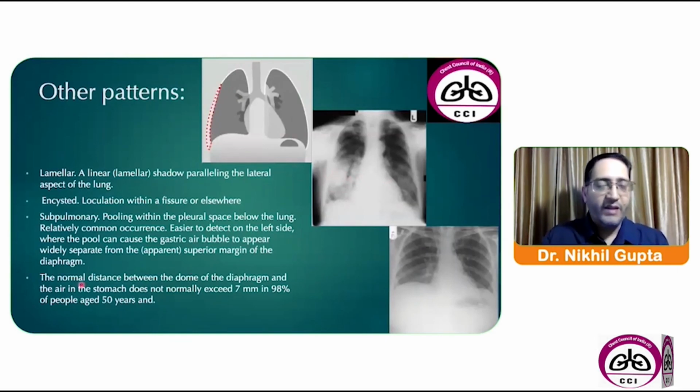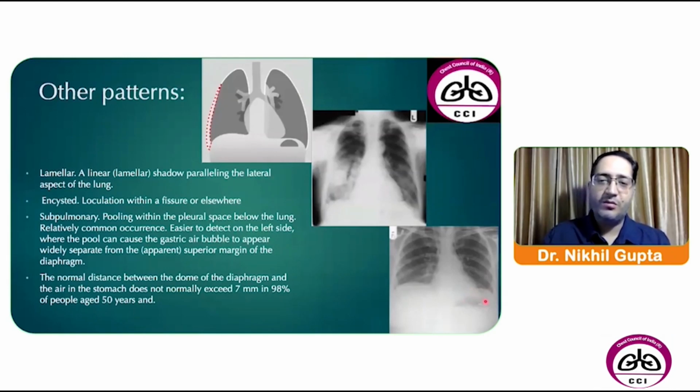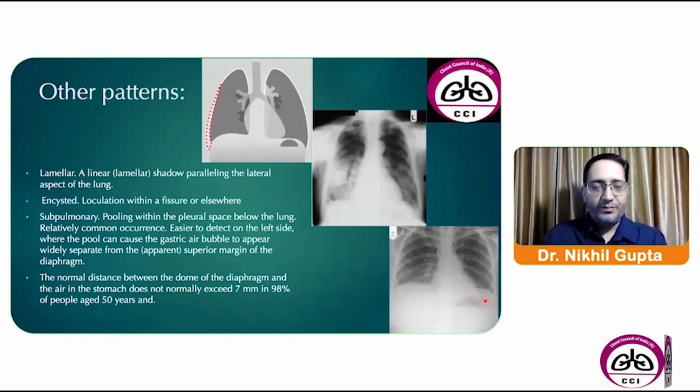and subpulmonary, where the pooling occurs below the lung. Relatively common and easier to detect on the left side, because here we can see the gastric bubble appears widely separated from the superior margin of the diaphragm. The normal distance between the dome of the diaphragm and air in the stomach does not normally exceed 7 mm. So, if this distance is more than 7 mm, subpulmonic effusion should be thought about.